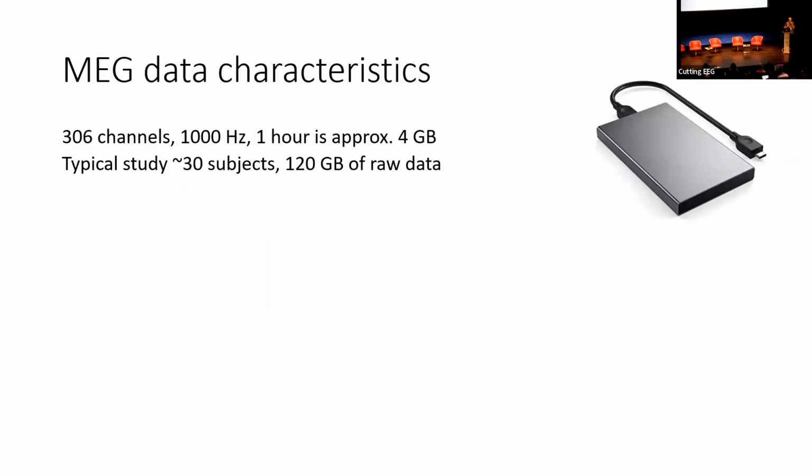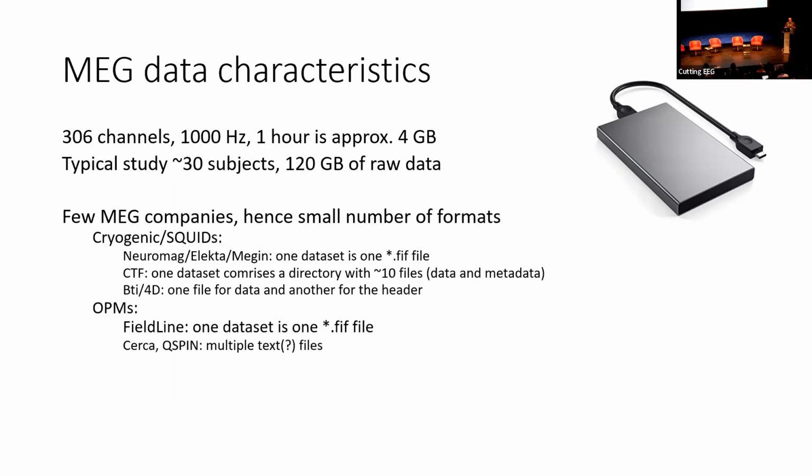With MEG, we have way more channels, and it's actually something that we don't really choose ourselves because they just come with the system. With the CTF system and the NeuroMag system, we have 306 channels. We typically record at 1,000 hertz, and that means that one hour is approximately 4 to 8 gigabytes of data. If we then again do about 30 subjects, we have amounts of data that don't easily fit onto a USB stick anymore, but that could fit on an external hard disk.